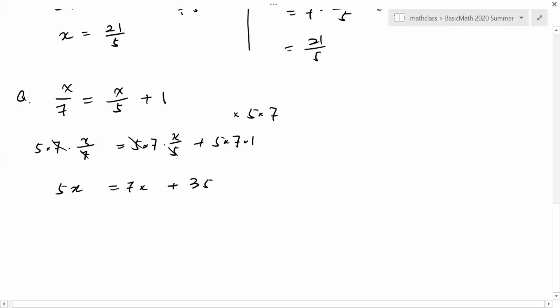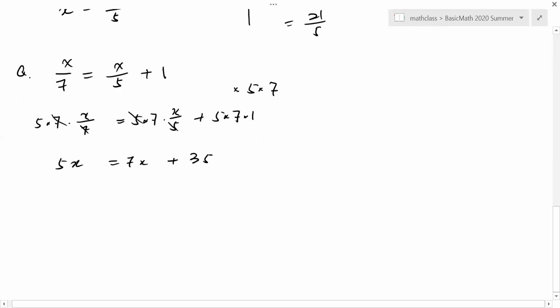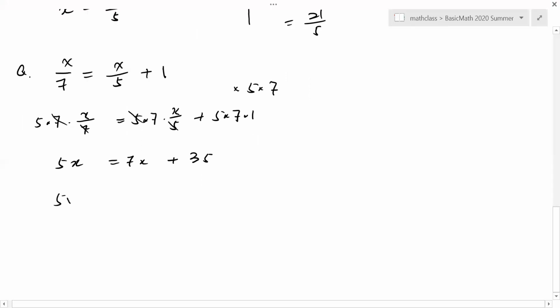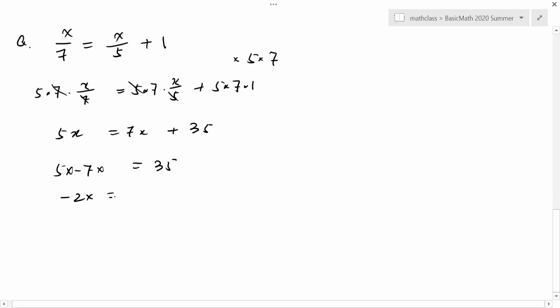Right? 5 times 7 is 35. Then you subtract 7x from both sides. You will get 5x minus 7x. The right hand side is 35. Right? And then you get negative 2x equals 35. X is going to be 35 divided by negative 2. You can also express it in this form.